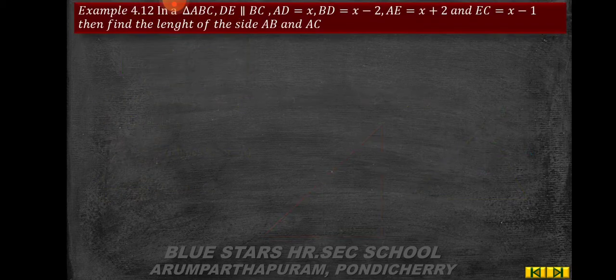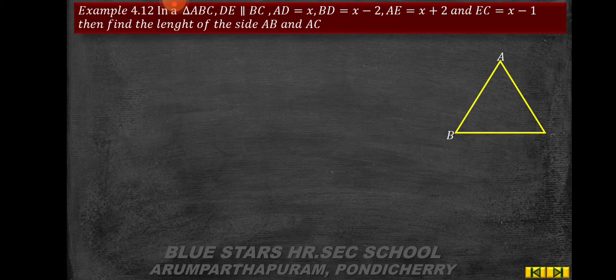Now, we are going to work out examples. Example 4.12. In a triangle ABC, DE is parallel to BC. AD is equal to x. BD is equal to x minus 2. AE is equal to x plus 2. And EC is equal to x minus 1. Then find the length of the side AB and AC.